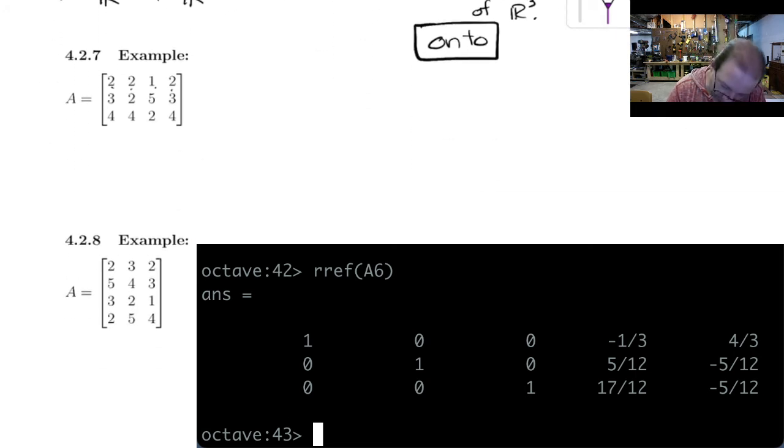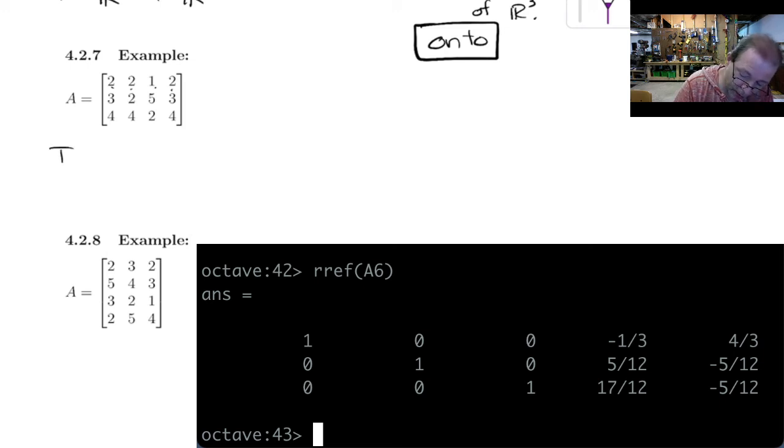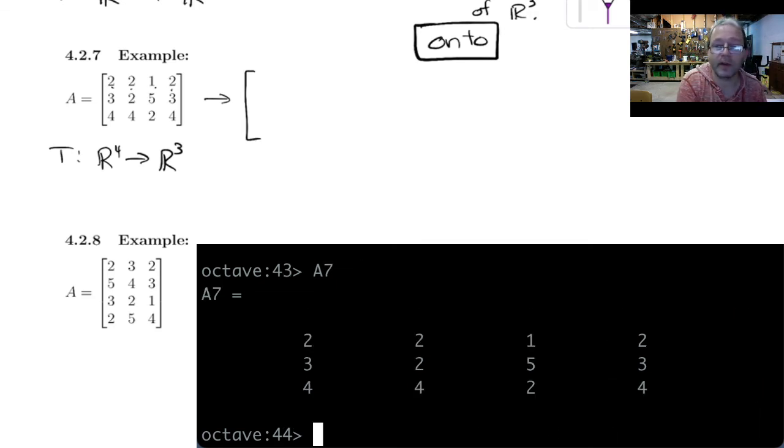Okay, let's look at this one. We've got A is this matrix. So we could put 4 things in. When you multiply it out, it would give you 3. So this is going to map R4 to R3. So really, by what I just said, it can't be 1 to 1 because we're going from a higher dimension into a lower one. If you think about why that's true, let's see, A7.